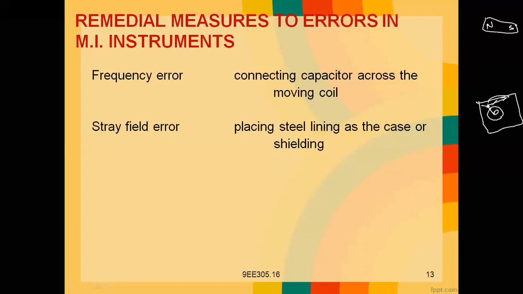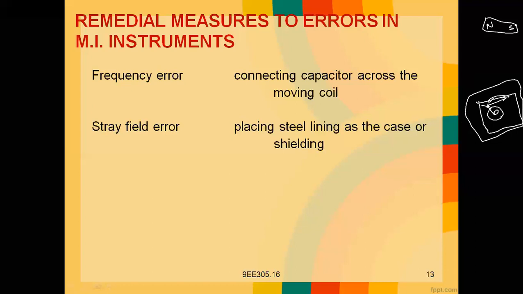So without the external field, our meter behavior is calibrated and it will be showing the correct value. But when it comes under the stray field, its behavior will change. That means there are some errors introduced, and these are what we call stray field error. So in order to avoid the stray field error, we have to keep the external field out of the box, that is the case of the MI instrument.